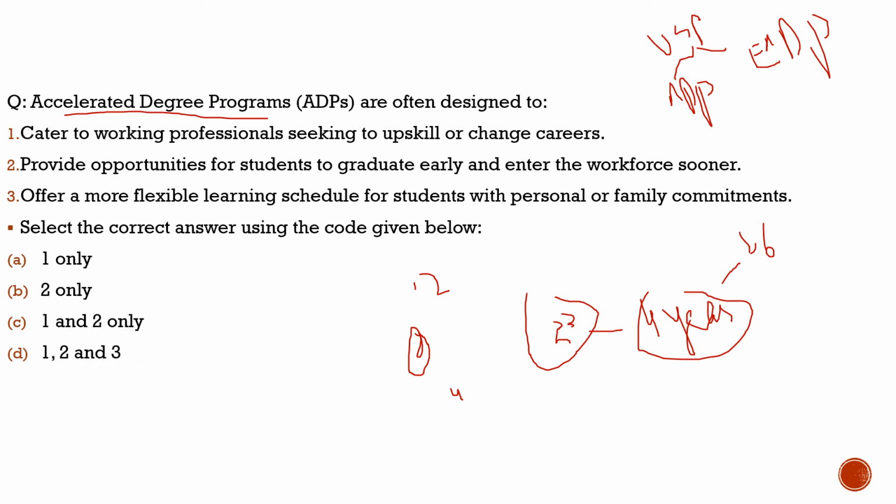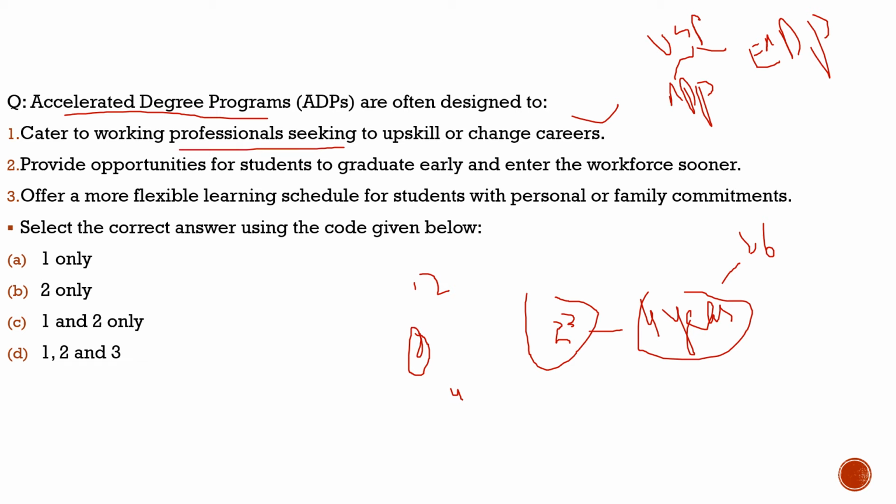Here the question says, accelerated degree programs are often designed to first cater to working professionals seeking to upskill or change careers. 100% correct. For example, I am right now making these videos, and to be honest, it was my passion to be a lawyer when I was in class 11th and 12th.